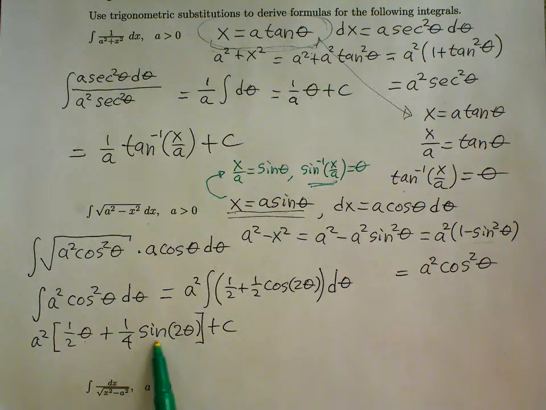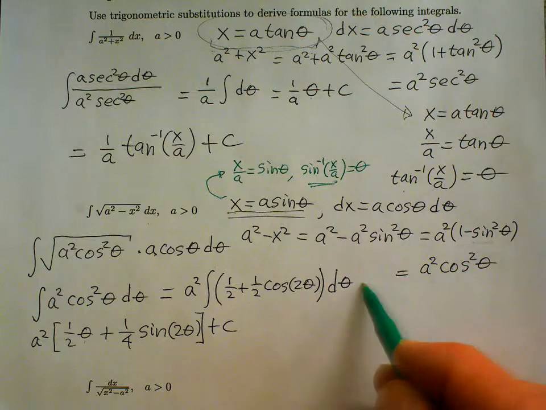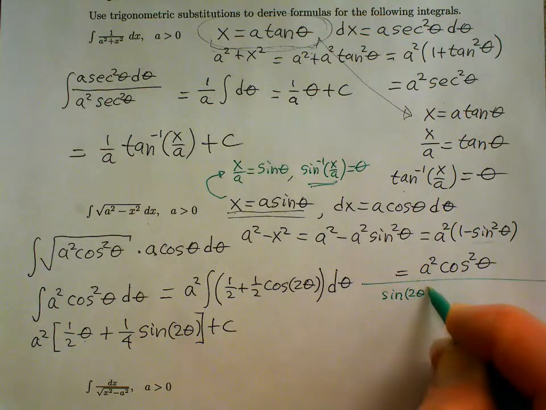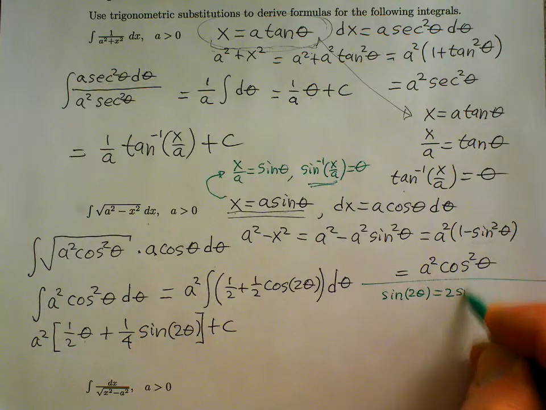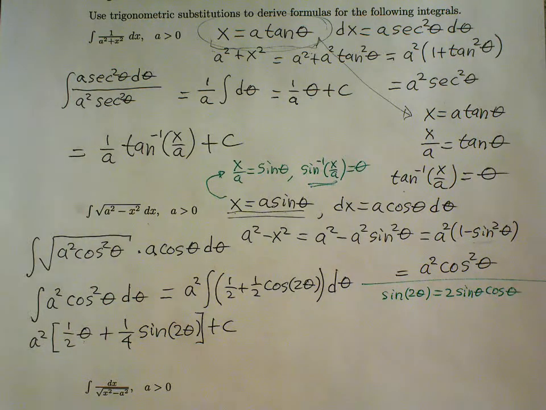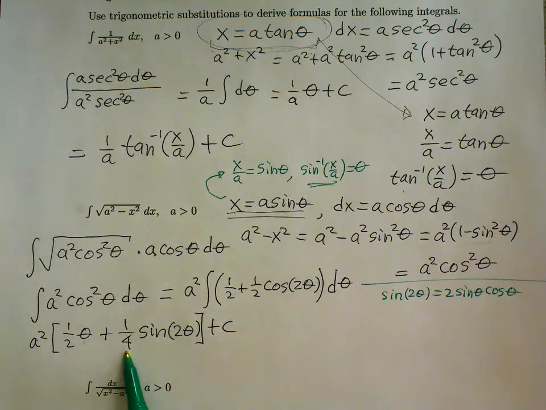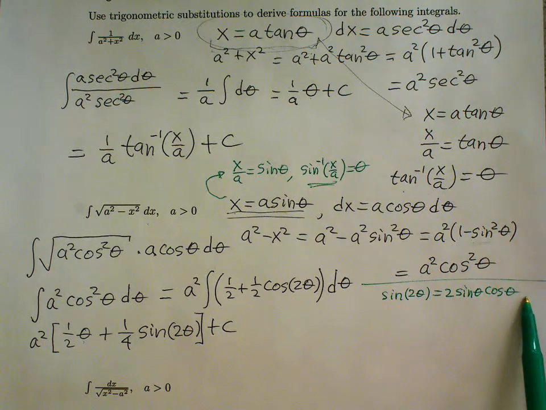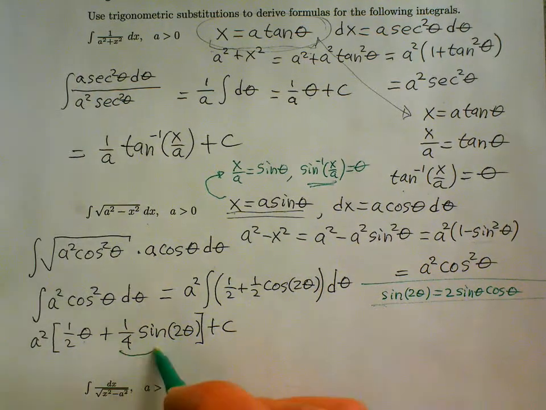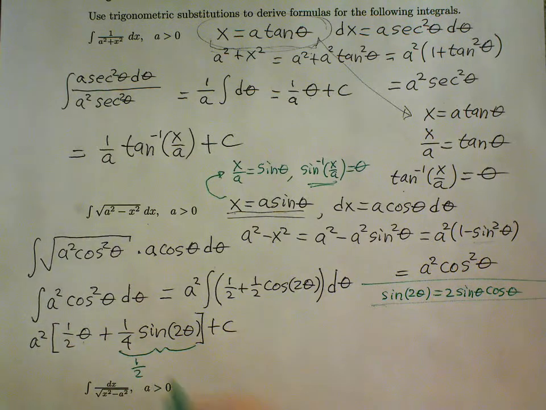And then the sine of 2 theta. So let's use the identity sine of 2 theta equals 2 times sine of theta times cosine of theta. And then we multiply that by 1/4 times 2 times sine of theta cosine of theta. This will become 1/2 sine of theta cosine of theta.